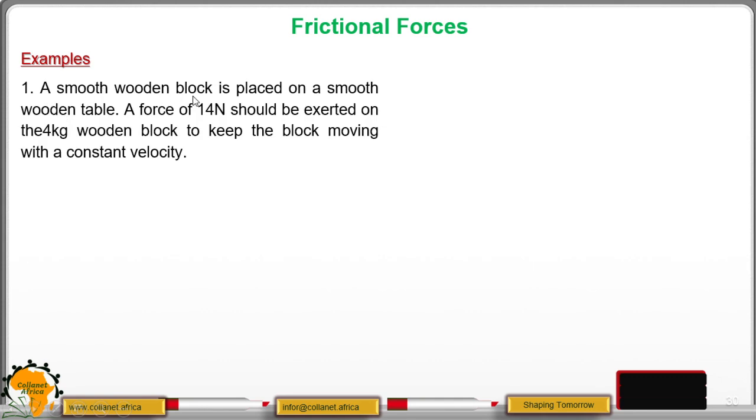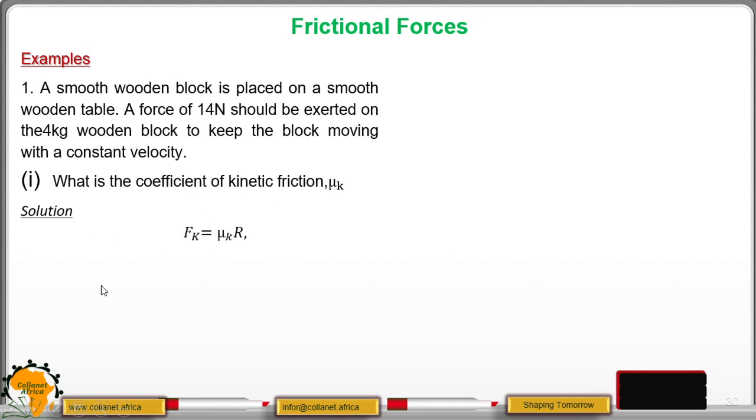Then from there we have the examples. Number 1: a smooth wooden block is placed on a smooth wooden table. A force of 14 Newton is exerted on a 4 kg wooden block to keep the block moving at a constant velocity. What is the coefficient of kinetic friction? We proceed as follows. F equals mu k R, where mu is the coefficient of friction. But we know R is mg. Therefore, we substitute the values.